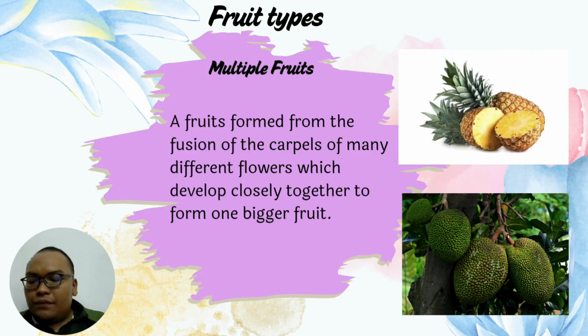Third is multiple fruits. Multiple fruits develop from many different flowers that grow closely together. Each flower produces a fruit, and then all of them fuse together into one large fruit. Common examples, as we can see, are pineapple and jackfruit.